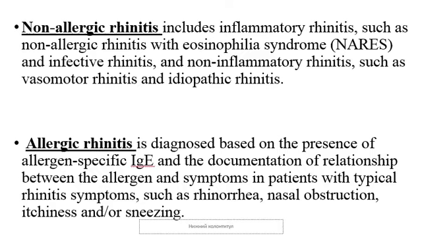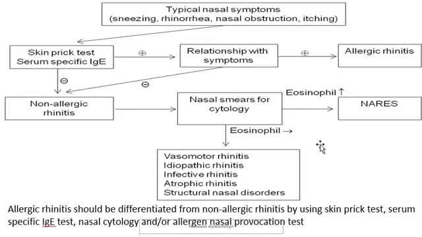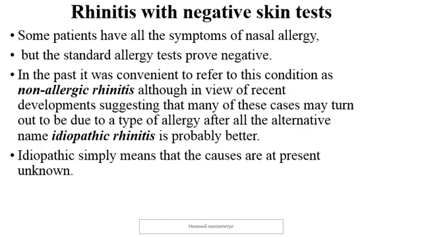Allergic rhinitis is diagnosed based on the presence of allergen-specific IgE and the documentation of a relationship between the allergen and symptoms in patients with typical rhinitis symptoms such as rhinorrhea, nasal obstruction, itchiness, or sneezing. In that diagram, we can see the typical nasal symptoms: sneezing, rhinorrhea, nasal obstruction, and itching. These symptoms occur in both allergic and non-allergic rhinitis. But when the skin prick test is positive, we call it allergic rhinitis. When it is negative, we call it non-allergic rhinitis.